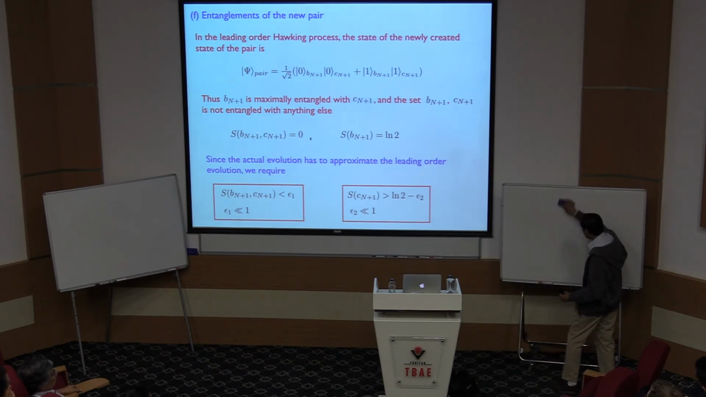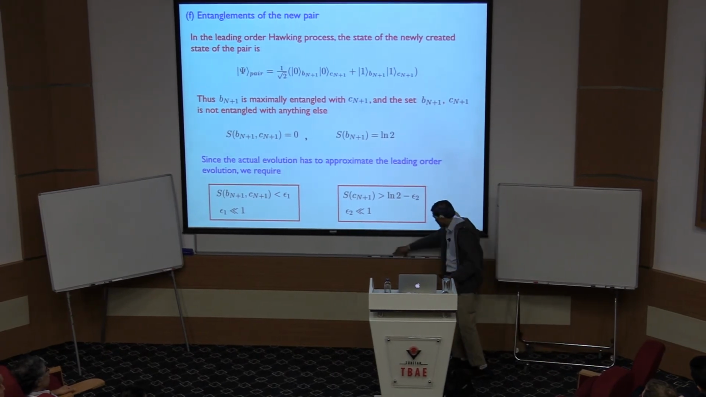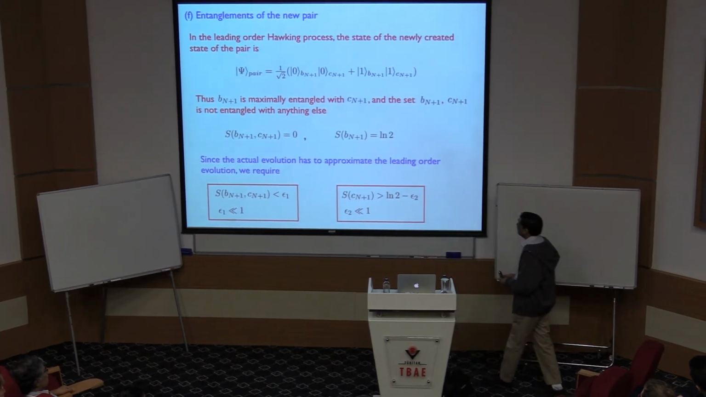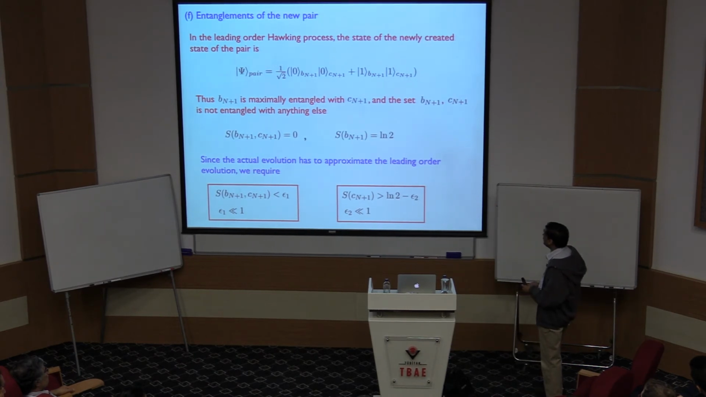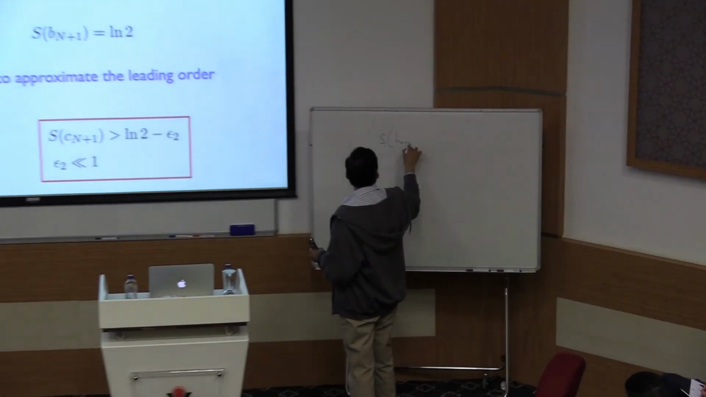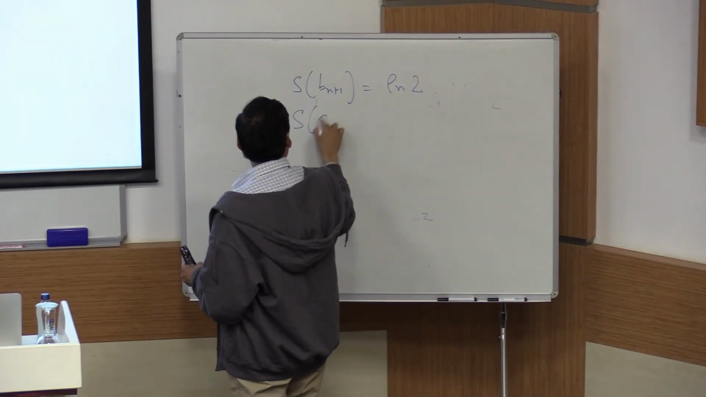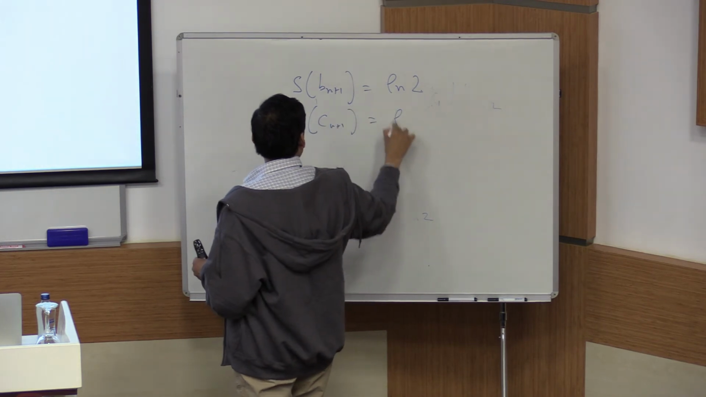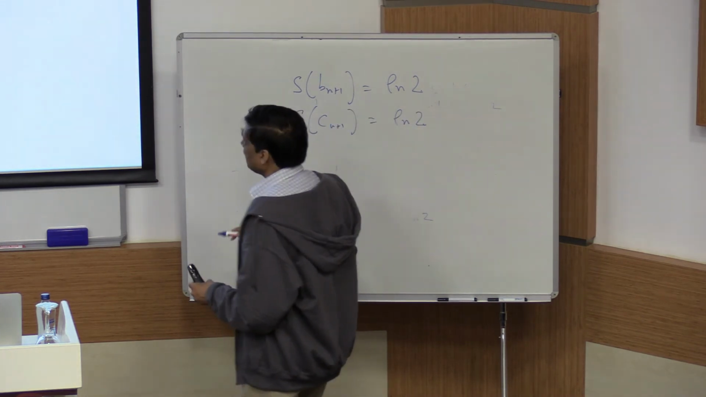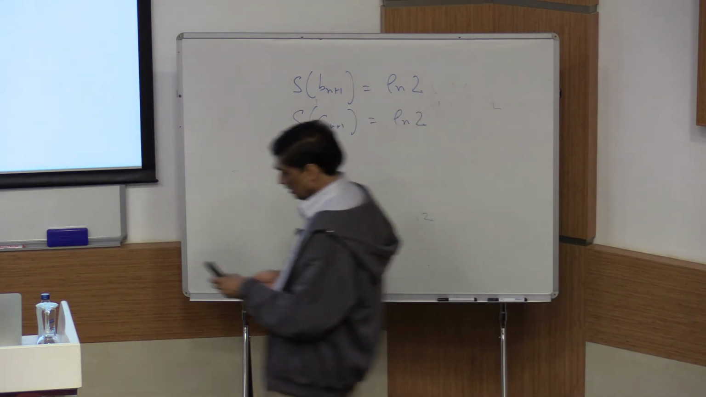Well, that is log 2, because you can see from that expression, this particle Bn plus 1 is entangled with this Cn plus 1 in this way, with only two terms in the sum. So the entanglement of Bn plus 1, if I take only this system, is log 2, because it's entangled with Cn plus 1, and S of Cn plus 1 is also log 2. It's very elementary. There's just two guys entangled with each other, and they don't care about the rest of the system. So at leading order, these are the answers.